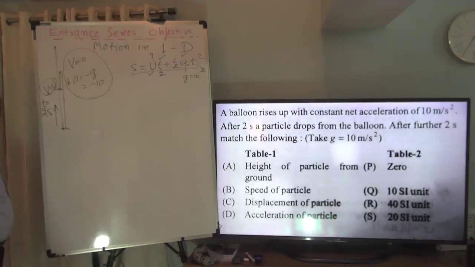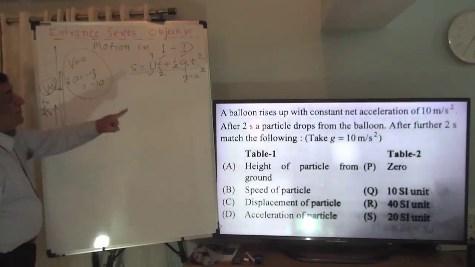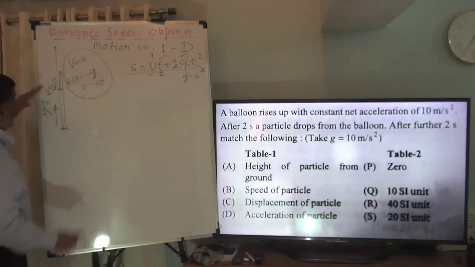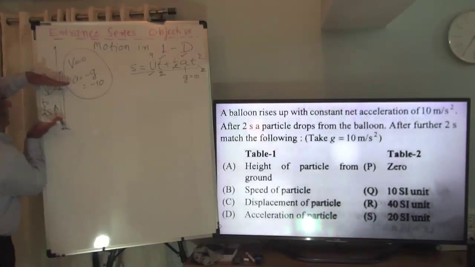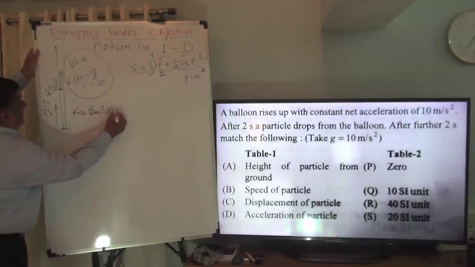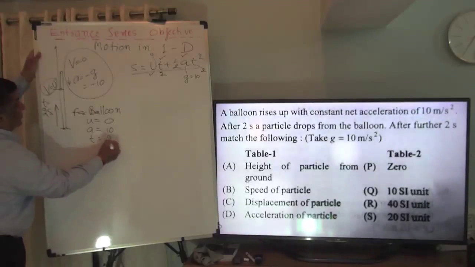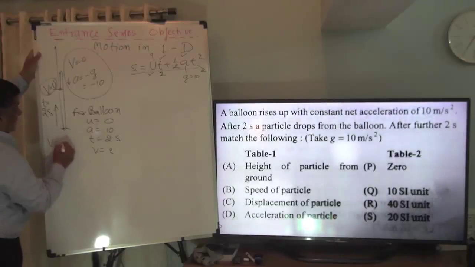Initial velocity of this, okay, it starts from here. A balloon rises up, starting from here. We take this equation for the balloon. For the balloon, u is equal to 0, acceleration upward is equal to 10, time is equal to 2 seconds. What will be the v? v is equal to u plus at, 10 into 2 is 20. So v is equal to 20.